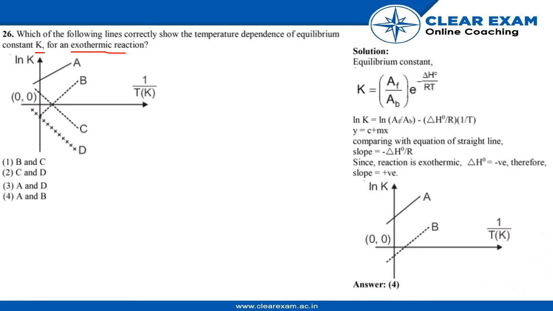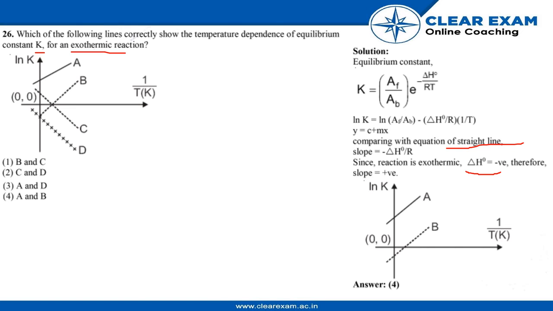So comparing both the equations, we see the line's slope equals minus delta H naught by R. Since the reaction is exothermic, therefore delta H will be negative. Therefore the slope will be positive.